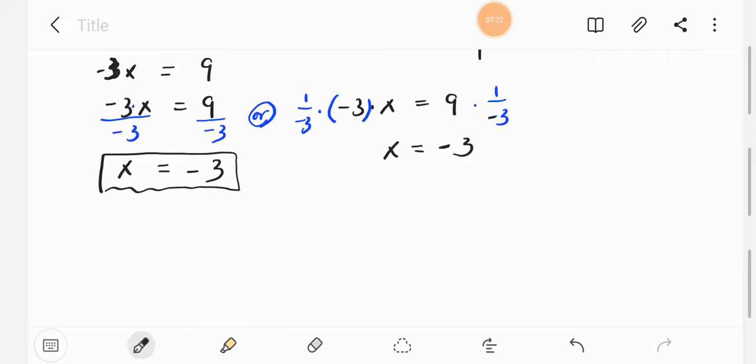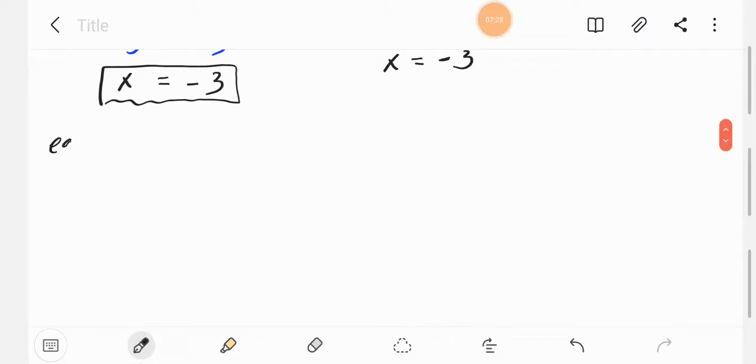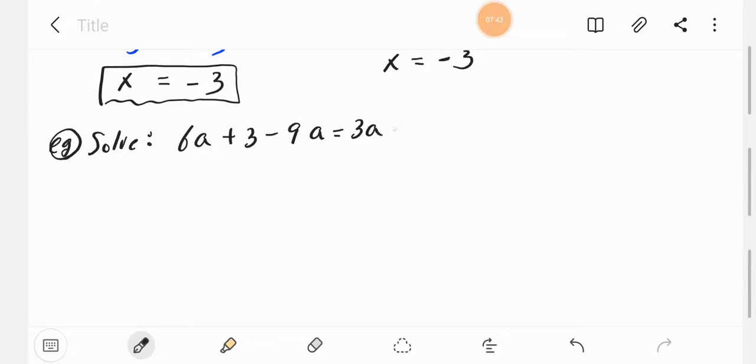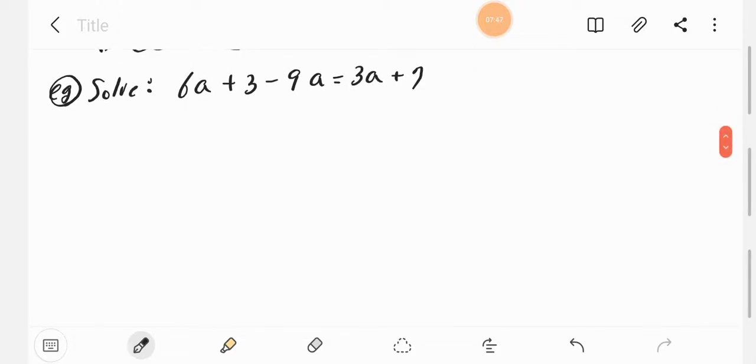Okay, so if your calculation is correct, then this should always be equal. Okay, let's try another example. This time let's solve 6a plus 3 minus 9a is equal to 3a plus 7.